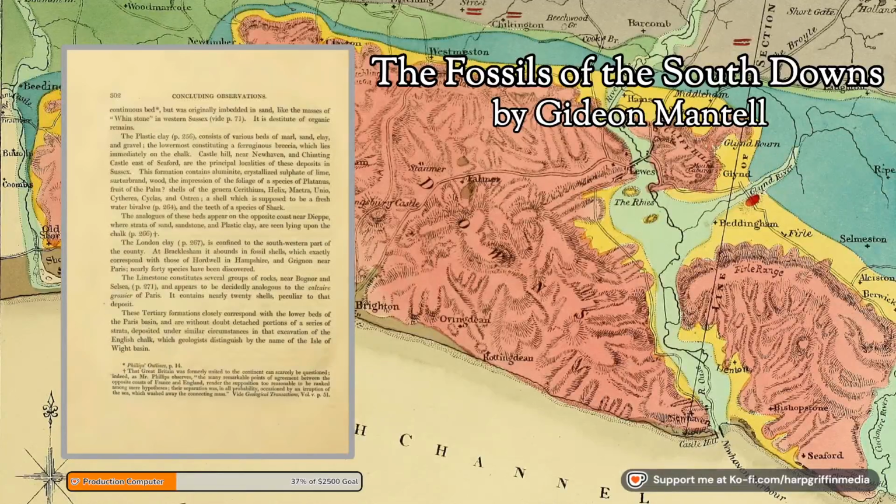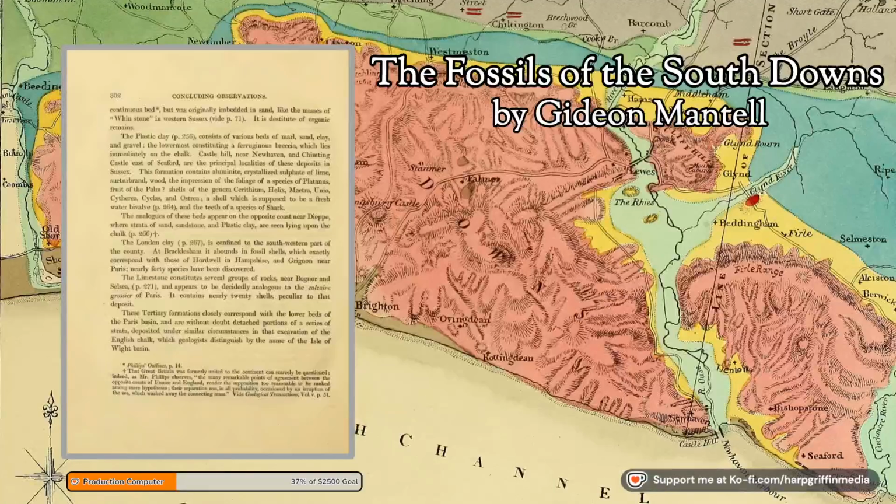The analogues of these beds appear on the opposite coast near Dieppe, where strata of sand, sandstone, and plastic clay are seen lying upon the chalk, page 266. The London clay, page 267, is confined to the southwestern part of the county. At Bracklesham it abounds in fossil shells, which exactly correspond with those of Hordwell in Hampshire and Grignon near Paris. Nearly 40 species have been discovered.